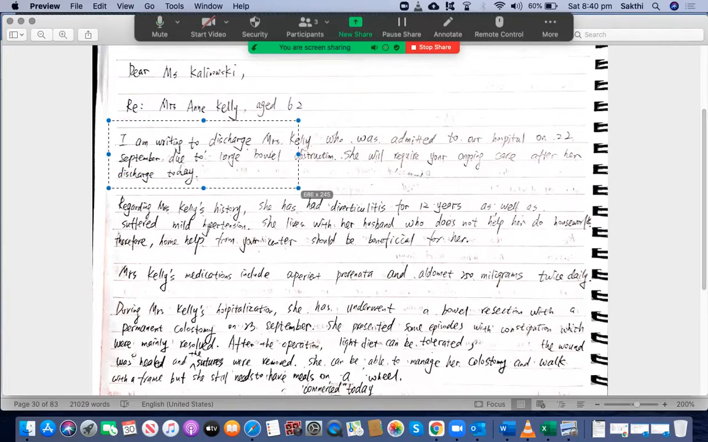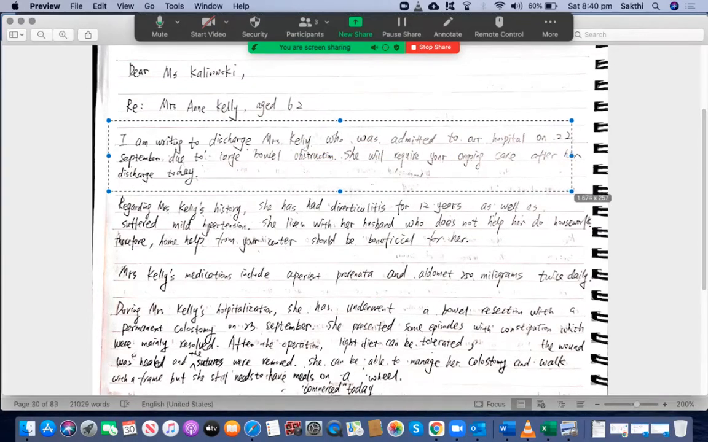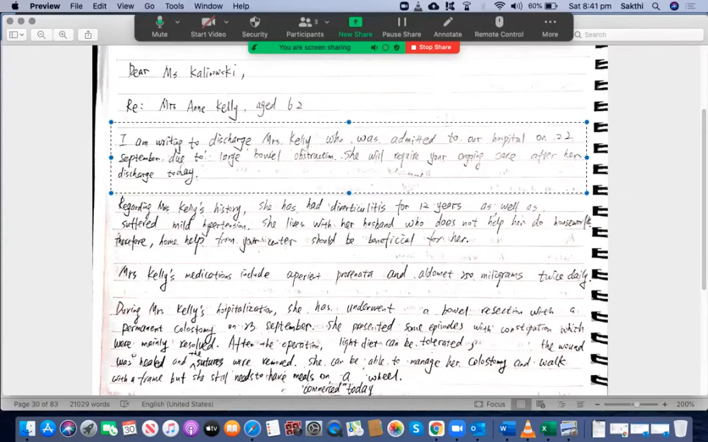"I'm writing to discharge Mrs. Kelly, who was admitted to a hospital on 22 September due to large bowel obstruction. She will require your ongoing care after her discharge today." Perfect. That's superb. That's really good. I'm very happy for you. Even the introduction paragraph is worth an A grade. It can get 400. So that's a good thing, and there is no mistake. I'm happy for you. Let's go to the next one.